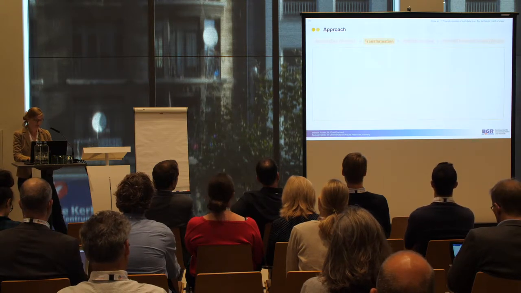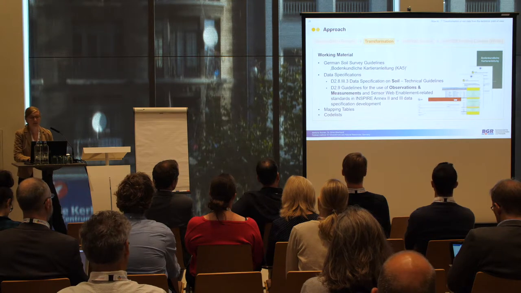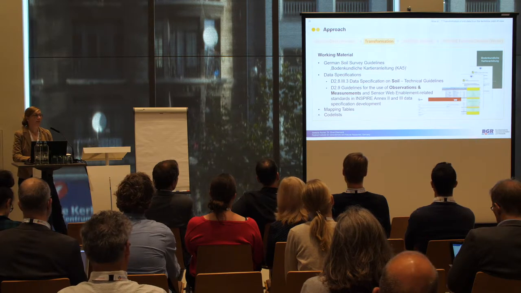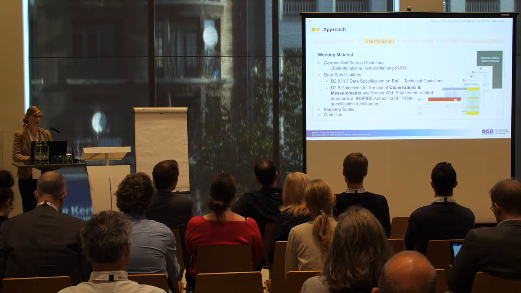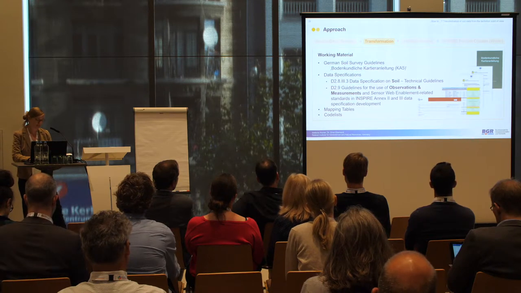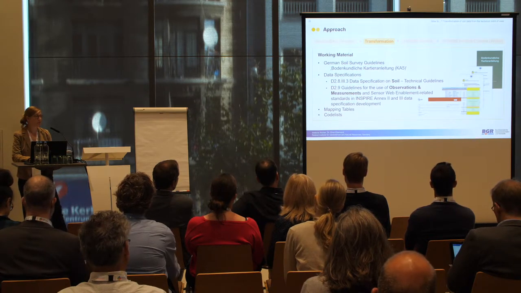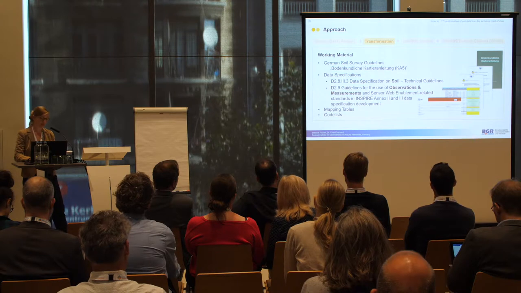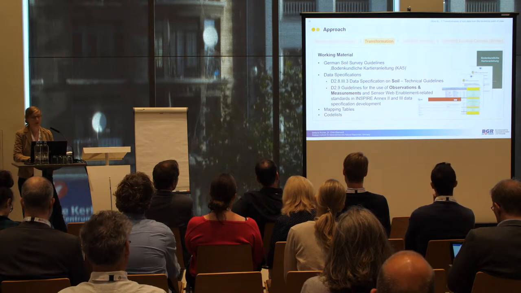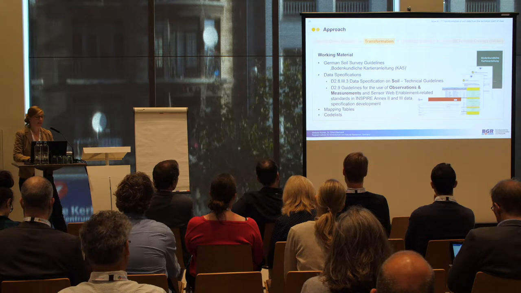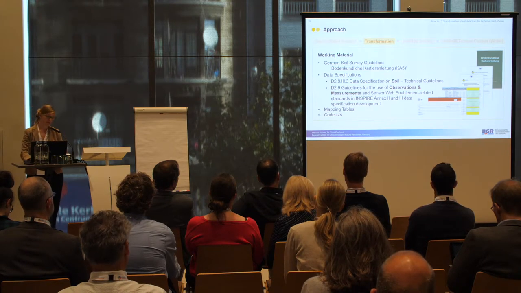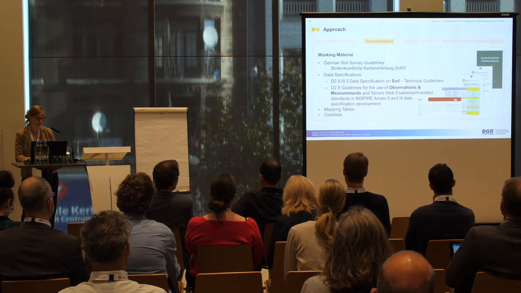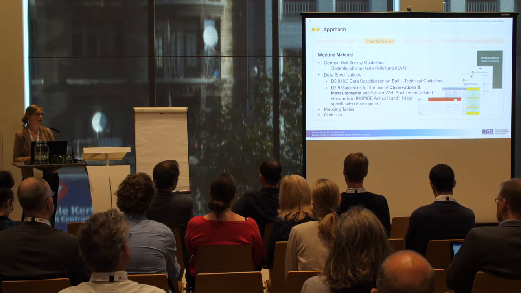Now we develop the transformation with the help of several working materials and, of course, expert knowledge. In Germany, we do not use the soil classification WRB, nor the FAO horizon notation scheme, but a national classification scheme accurately described in the German soil survey guidelines. That's the green book. So this is the base for every soil parameter of the BIC 200. Further important materials were, of course, the data specifications on soil and the guidelines for the use of observations and measurements. And we used the mapping tables provided by the JRC to develop and document precisely our way of transformation.